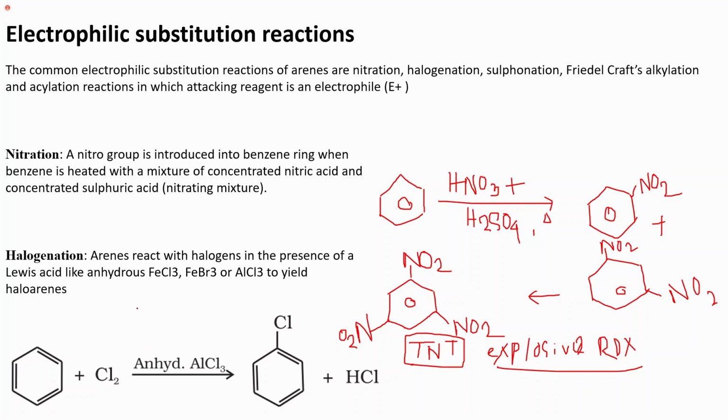Now we'll go to the halogenation reaction. Halogenation means if you start from the benzene ring in the presence of any Lewis acid like anhydrous FeCl3, FeBr3, or AlCl3, you get haloarenes. So this is a benzene ring, now you have Cl2, and you get chlorobenzene. There is only one exclusive product you will get, chlorobenzene.